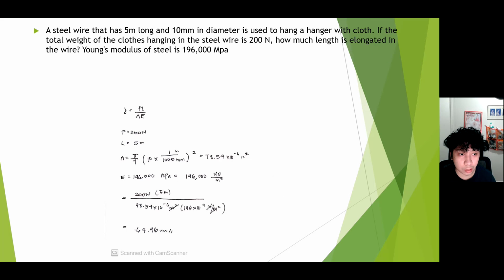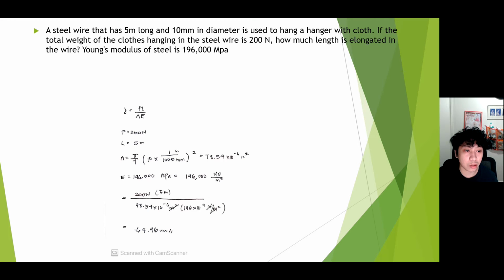Next is a steel wire that is 5 m long and 10 mm in diameter, used to hang a hanger with cloth. If the total weight of the cloths hanging on the steel wire is 200 N, how much length is elongated in the wire? Young's modulus of steel is 196,000 MPa.